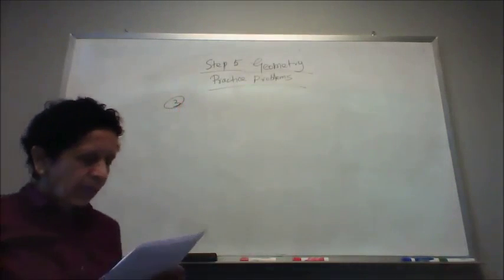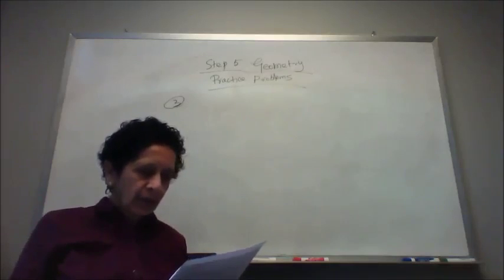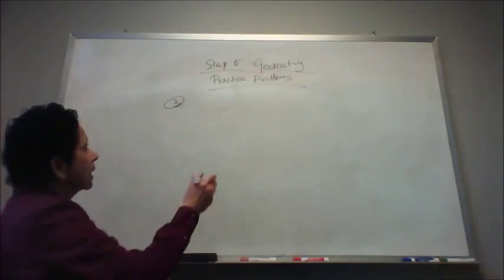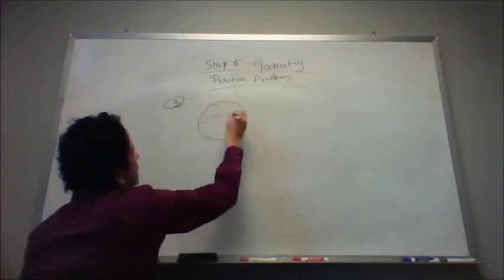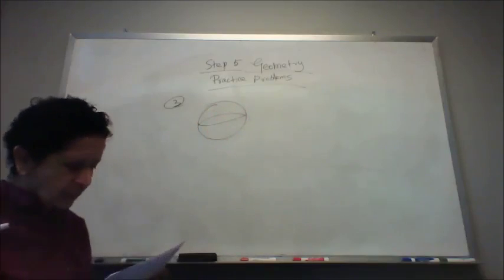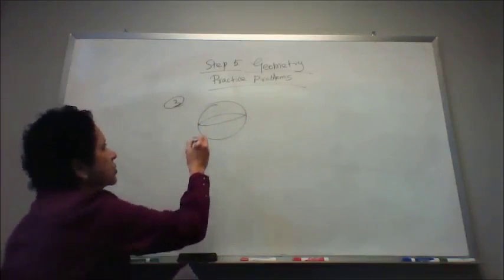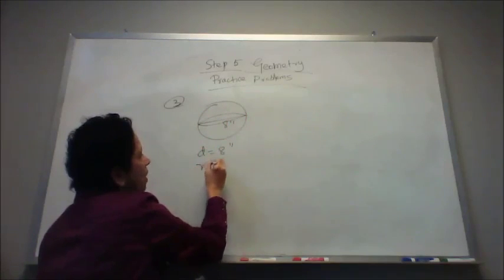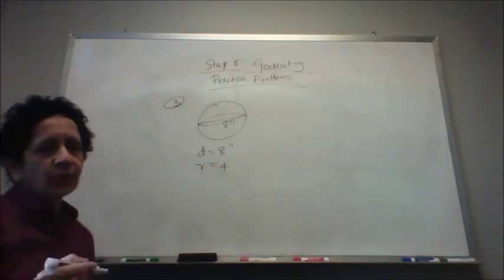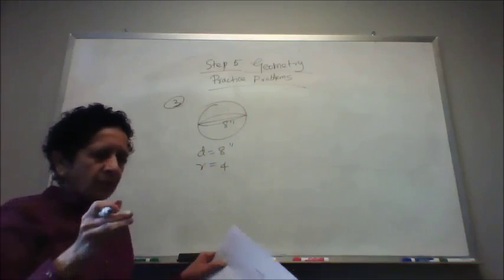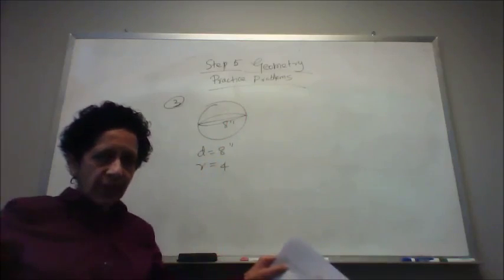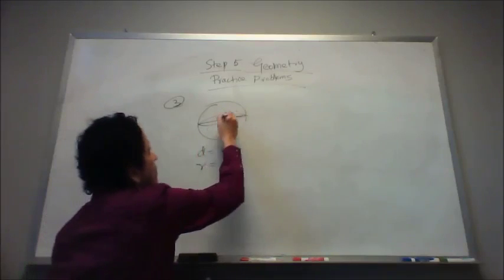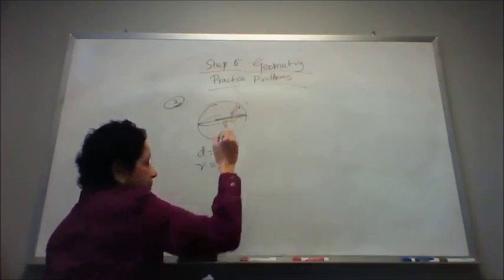A ball with 8-inch diameter was filled with air. What is the volume of the air inside the ball? Okay, so you've got a ball. The ball means it's like a sphere, and it says diameter 8 inches. So D equals 8 inches. R is exactly half of D, right? You need to remember that. The radius we talked about is exactly half of the diameter.